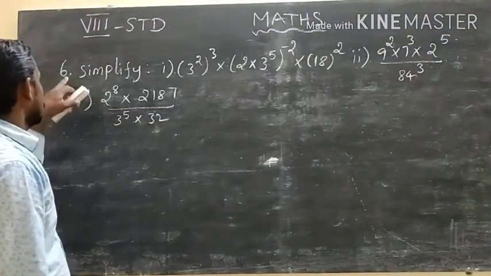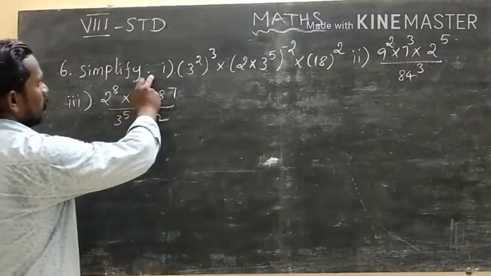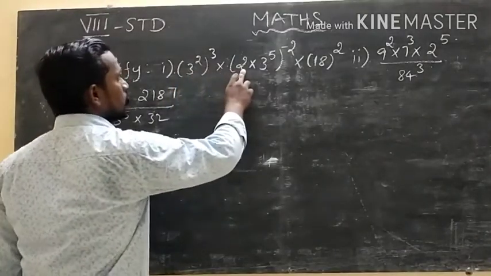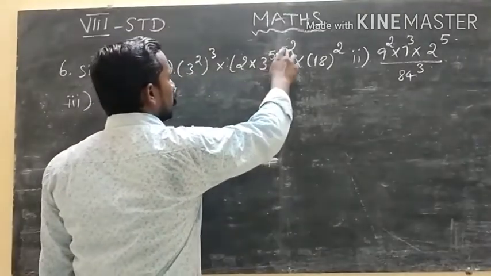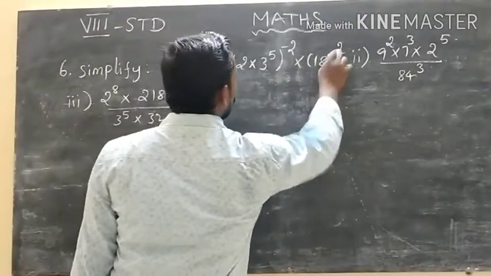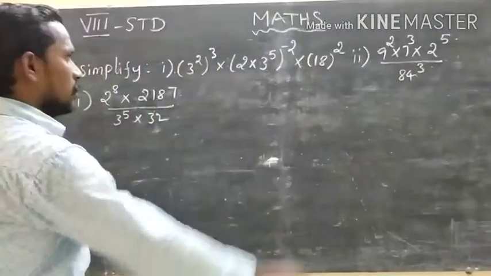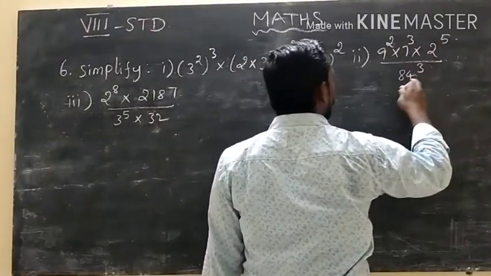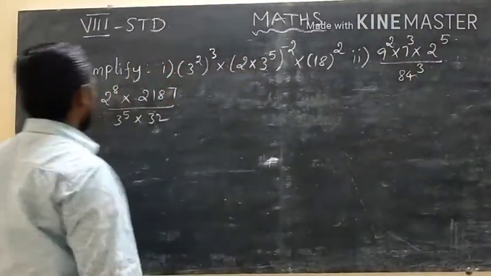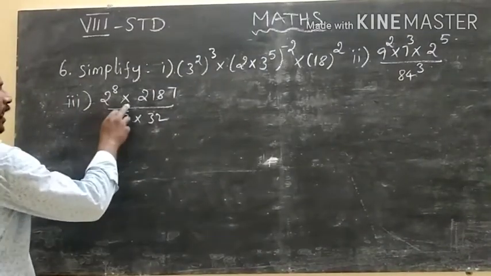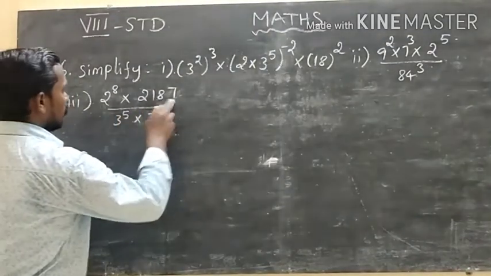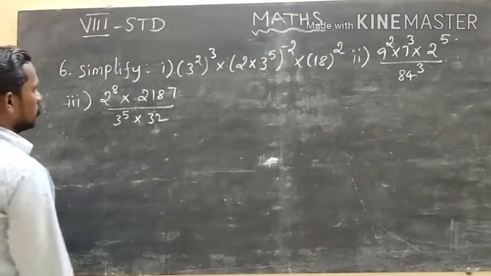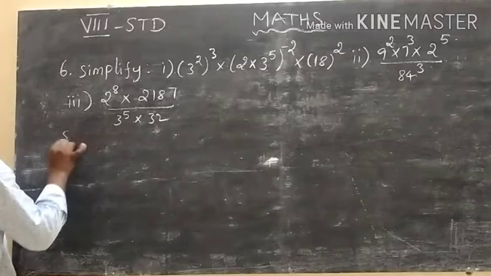Okay, dear students, next question. Simplify. The first question: (3 square) the whole power 3 into (2 into 3 power 5) the whole power minus 2 into 18 power 2. This is our first question. Then the second question: (9 power 2 into 7 power 3 into 2 power 5) whole divided by 84 power 3. Then the third question: 2 power 8 into 2187 divided by 3 power 5 into 32. This is our third question. Okay, so solution.